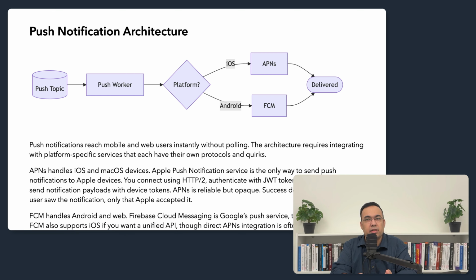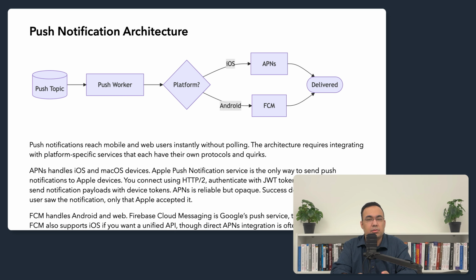Push workers maintain the persistent connections to these providers. Establishing connections to APNs and FCM has overhead: TCP handshake, encryption negotiation, authentication. Rather than connecting per notification, maintain long-lived HTTP/2 connections and reuse them. Use connection pooling libraries for it. You should also be monitoring connection health and reconnect automatically on failures.